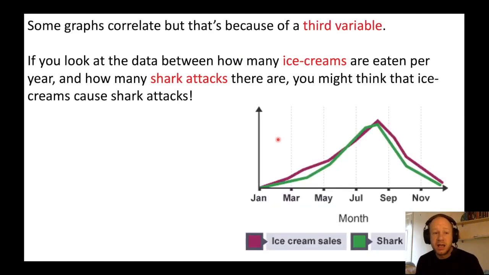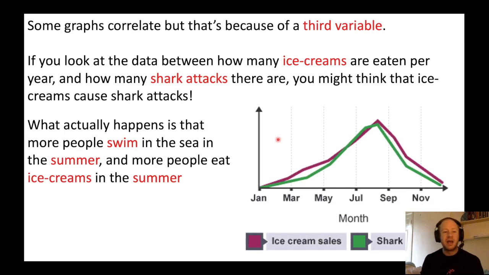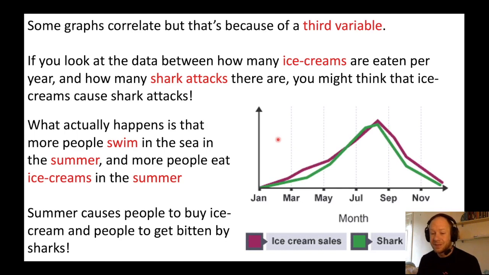There's another thing. It could be that you get a correlation because of a third variable. Have a look at this graph here that shows you the months of the year and the amount of ice cream that's sold and the number of shark attacks that there are. You might think that ice cream causes shark attacks. Is that true? Well, no, of course not. But what actually happens is that more people will swim in the sea in the summer. And if you swim in the sea, you're more likely to get attacked by a shark. And more people eat ice cream in the summer. So there's a third variable there. Summer causes people to buy ice cream. Summer causes people to get bitten by sharks. So these two things are correlated, but they're correlated because of a third variable.